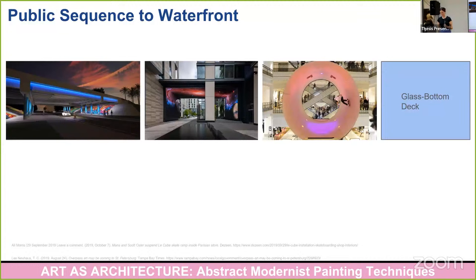An LED screen or a moving art installation will be projected underneath the Whitehurst Freeway. And then a large sculptural element that's also functional, kind of like a skateboarding ramp, will be placed at the waterfront edge. And finally, the public sequence will end in a glass bottom dock extending past the waterfront line, which is again a moment of juxtaposed surprise and serenity.